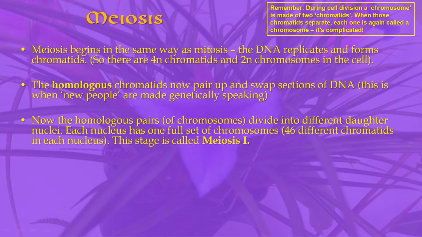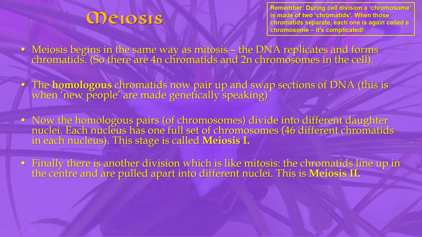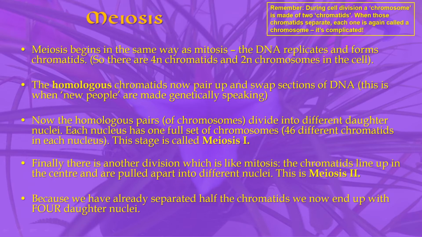Each nucleus after the first division has 46 chromatids in 23 pairs. This is the end of meiosis 1, but we still have paired chromatids instead of single chromosomes. Now there is another division, which is this time very similar to mitosis. The chromatids line up in the center and are pulled apart again into different nuclei, and this is the process of meiosis 2. We now end up with 4 haploid daughter nuclei.